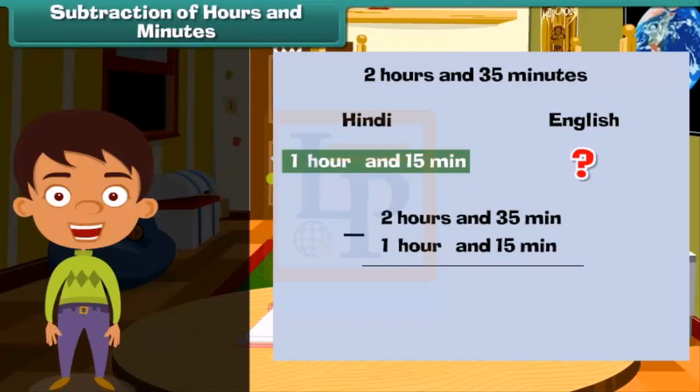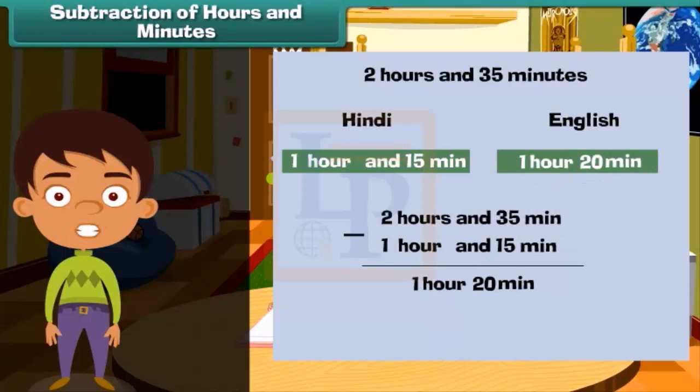First subtract the minutes. 35 minus 15 is 20 minutes. Now subtract the hours. 2 minus 1, that is 1 hour. So Latika took 1 hour and 20 minutes to complete her English homework.